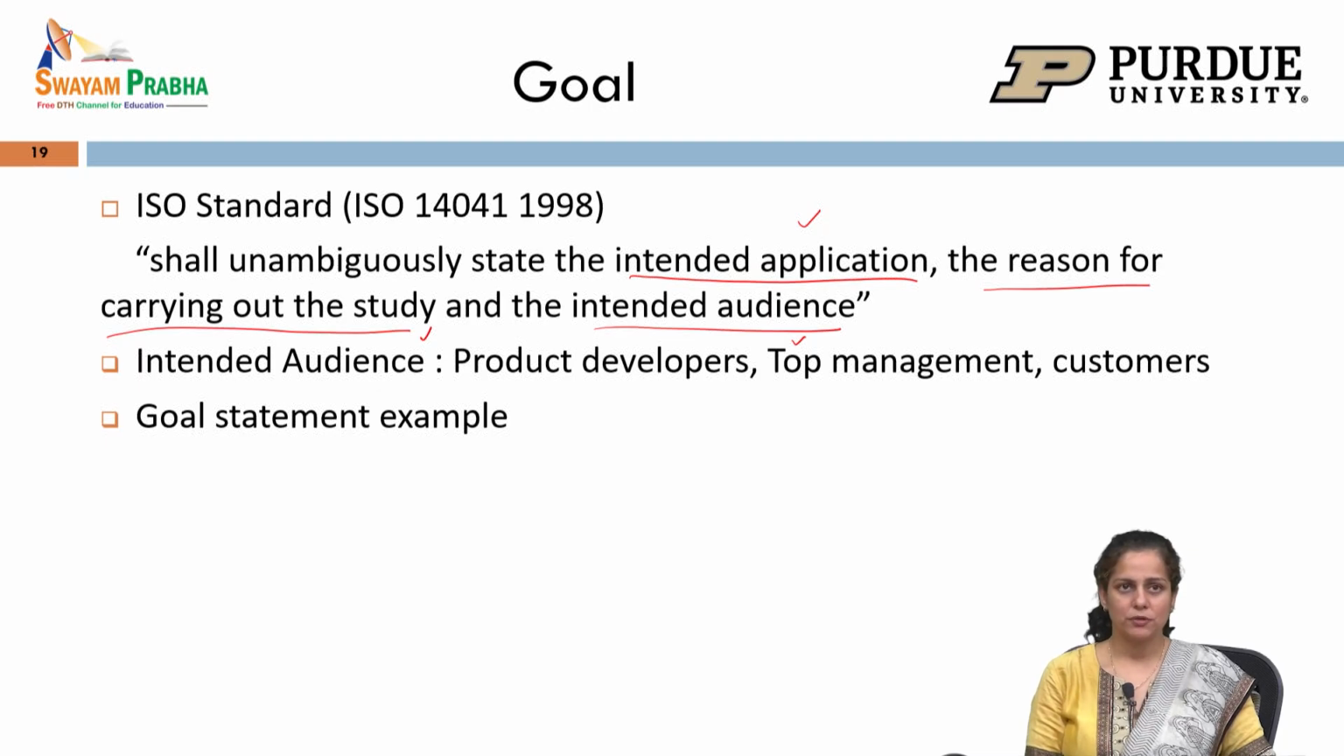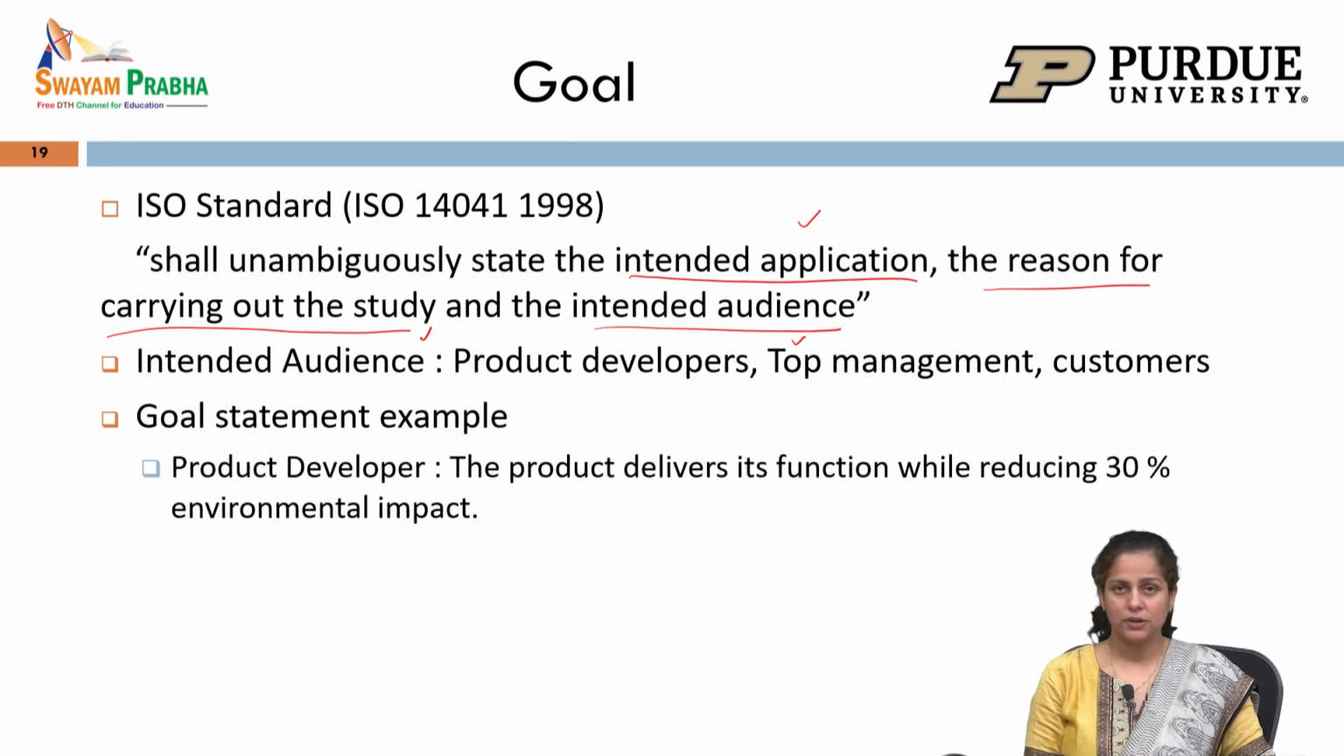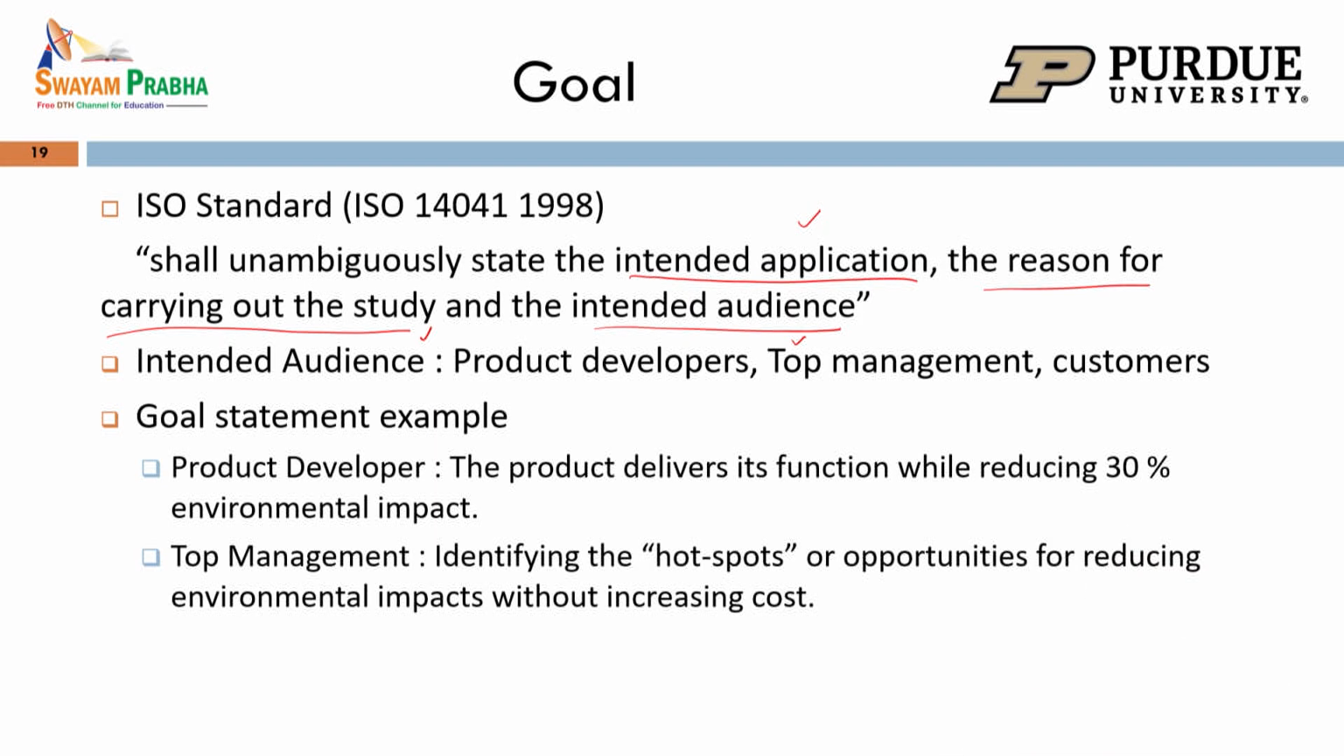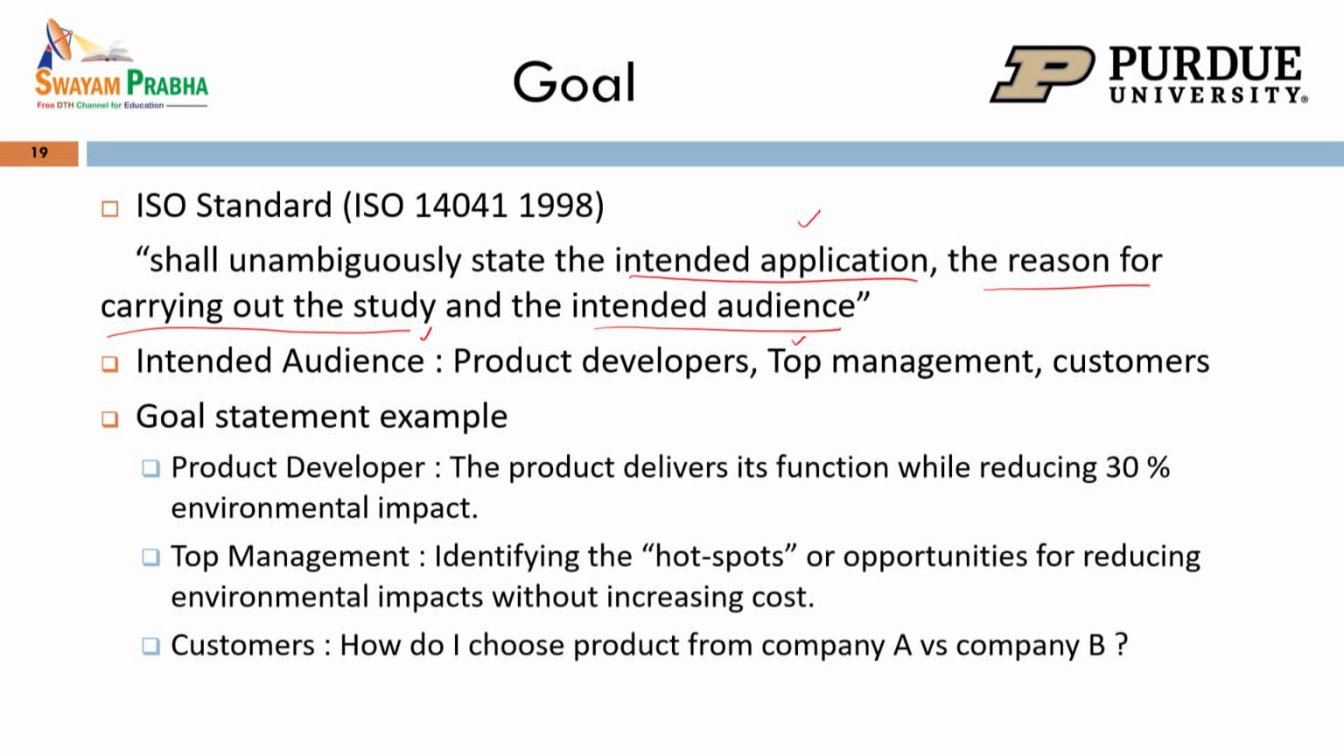Some examples of your goal statement: let us say we are developing the LCA for a product developer. A goal statement could be that the product delivers its function while reducing 30% environmental impact. So, that is the goal of my LCA, that I am going to conduct the LCA for the product and reduce 30% environmental impact through this LCA analysis. For top management, it could be identifying the hotspots or opportunities for reducing environmental impacts without increasing cost.